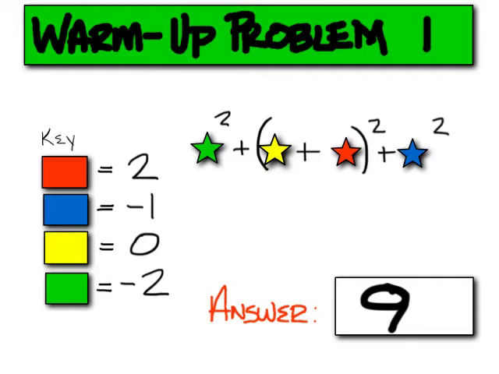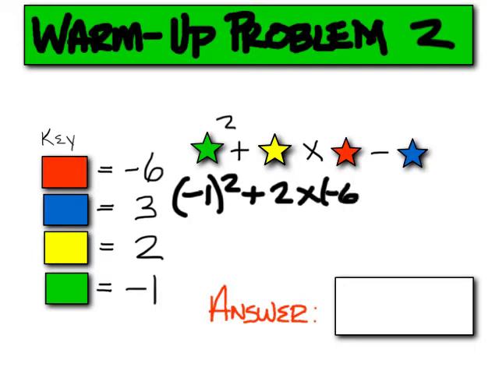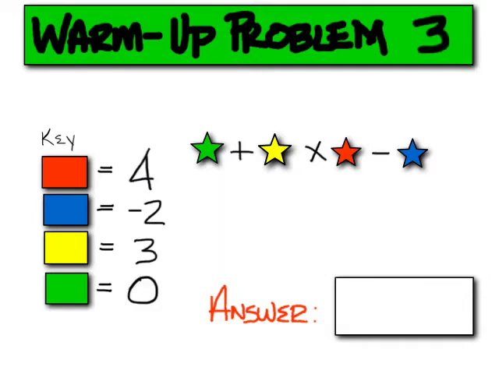Answer should be 9. Green squared is -1 squared, and then plus yellow times red, that's a -6, and then -3. So that should be 1 minus 12 minus 3, which is -11 minus 3, -14. Answer is 14.